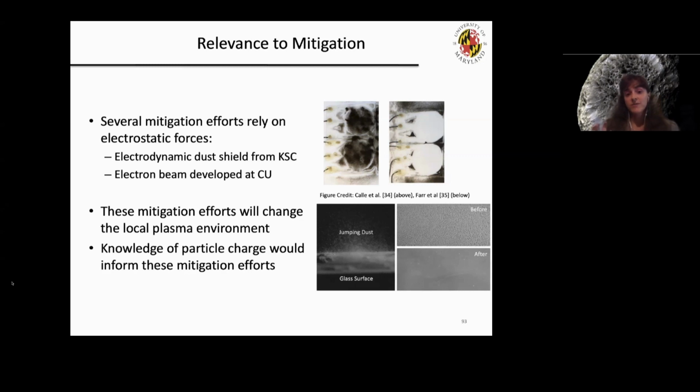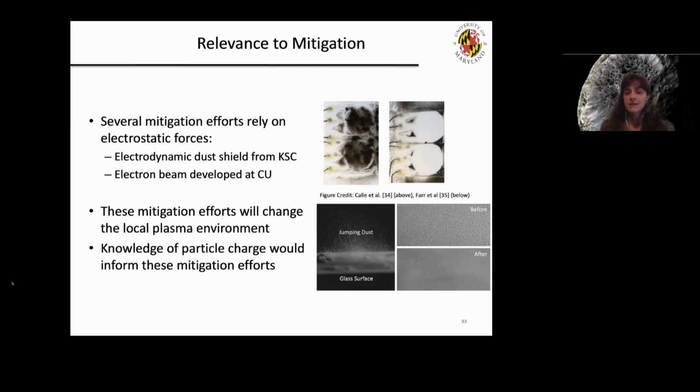Additionally, on the bottom of this slide, you can see another technology that's being developed at the University of Colorado that involves shining an electron beam on a surface, basically increasing the charging of those particles, again causing electrostatic lofting and these particles to hop off the surface. So both of these methods are dependent on understanding the charging of the particles, and both of these methods are going to change the local plasma environment.